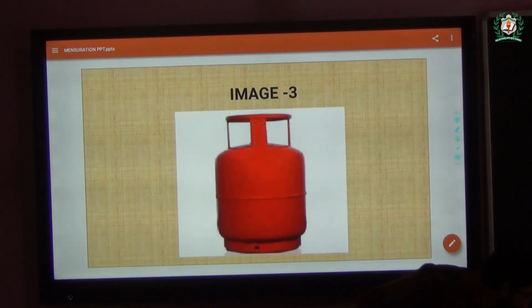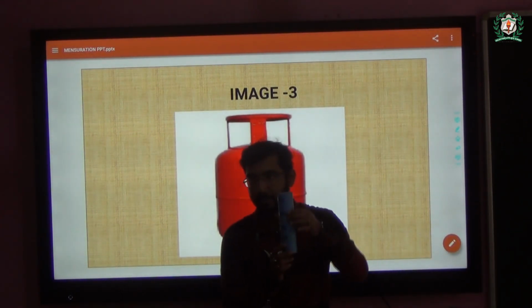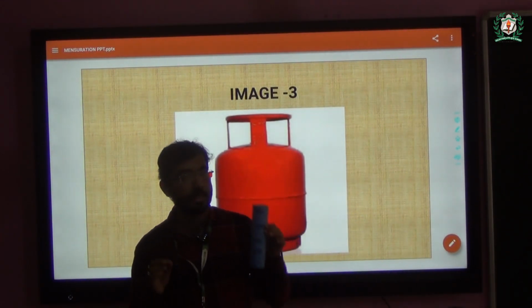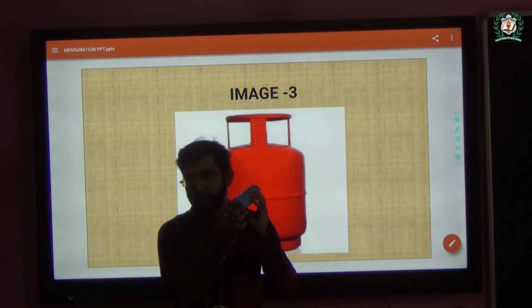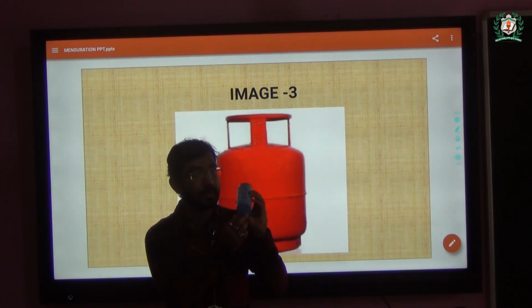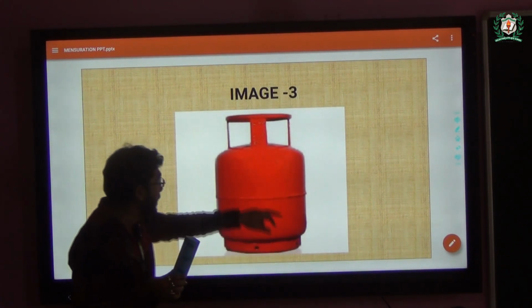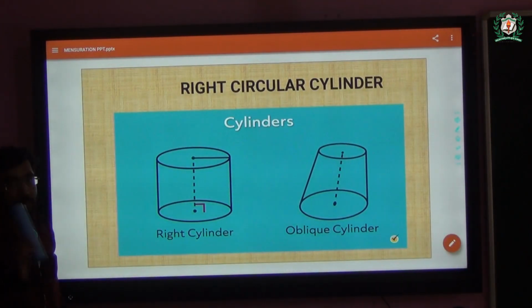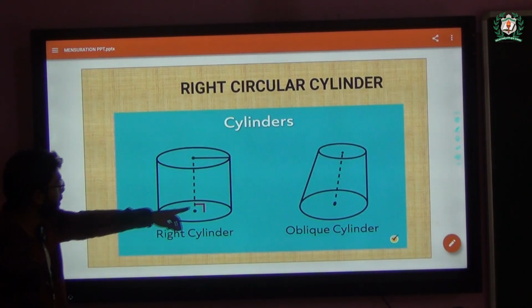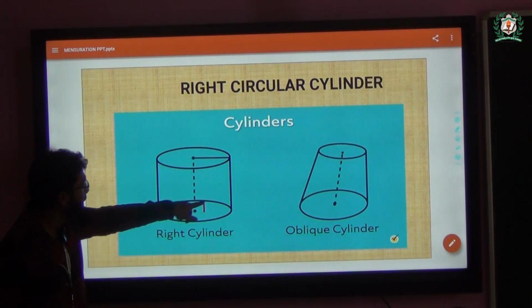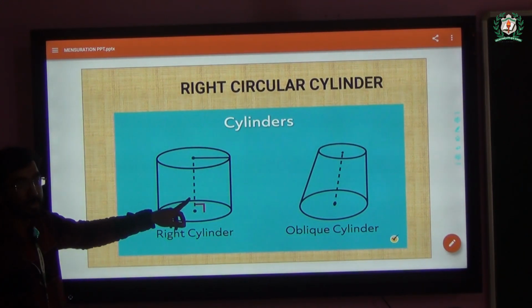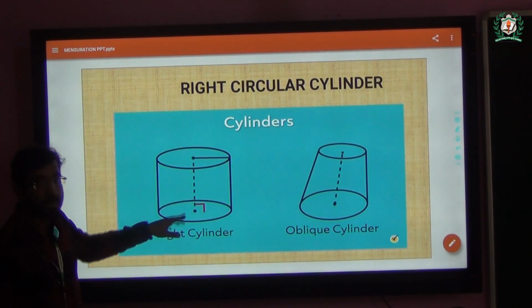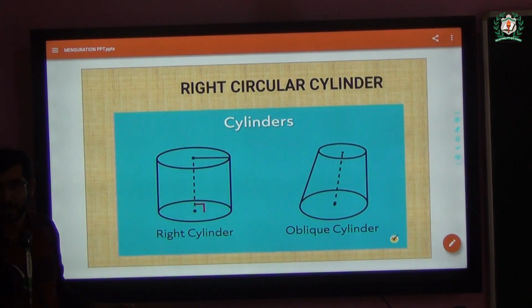Okay. The structure is like this. Right circular cylinder. Why is it called right circular cylinder? You look at the base. What is the shape? Circle. Next, come to the next diagram. It will be clear for you. Look, the base is circular, and if I draw a line from here, it makes a 90-degree angle here. So 90 degrees means which angle? Right angle. So that's why it is called a right circular cylinder.